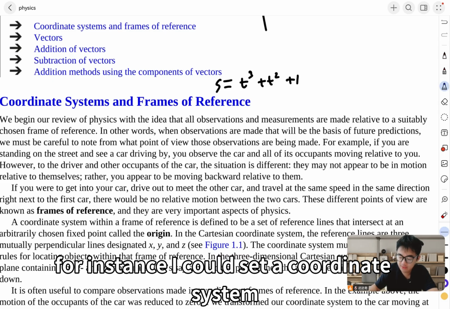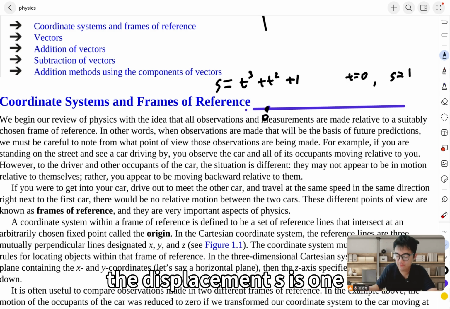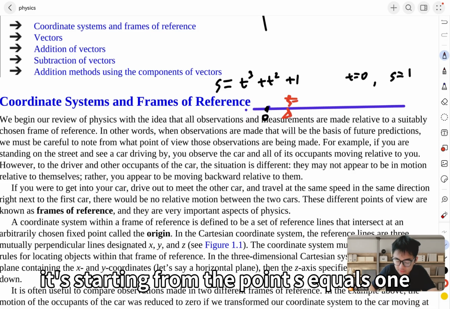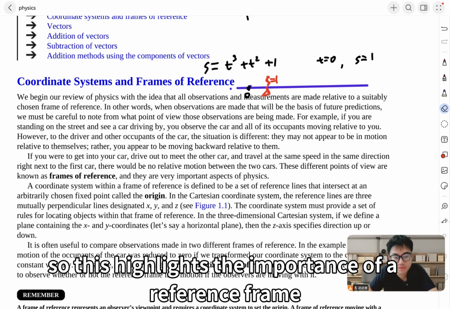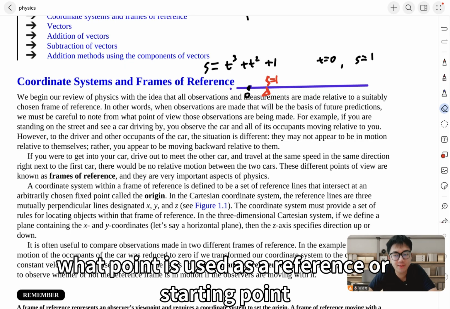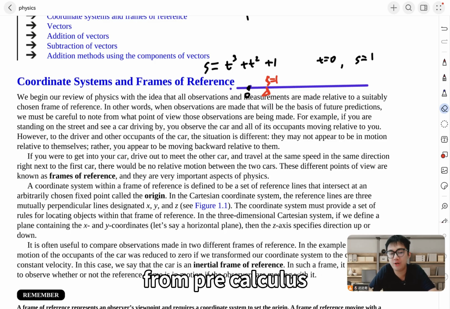For instance, I could set a coordinate system and I'll make an origin point O here. So when time is 0, the displacement s is 1. So it means it's not starting from the origin, it's starting from the point s equals 1. So this highlights the importance of a reference frame. It's rarely tested explicitly, but you need to pay attention to what point is used as the reference or starting point.